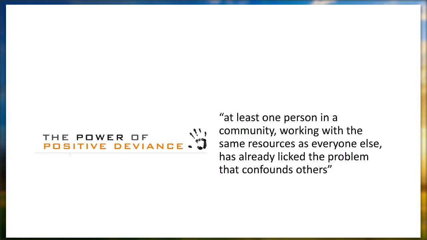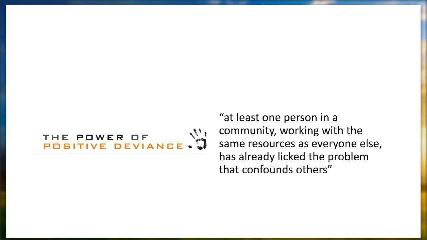Positive deviance, some of you may have joined our webinar on that earlier this year, focuses on understanding positive outliers, and it has as its foundation the idea that at least one person in a community working with the same resources as everyone else has already licked the problem that confounds others. It is a participatory change method that works within a population or system to identify what a positive outlier knows or does differently from everyone else while being on the same level playing field, i.e. they have access to the same resources. There isn't a 10,000-hour rule or different economics that create a different context.